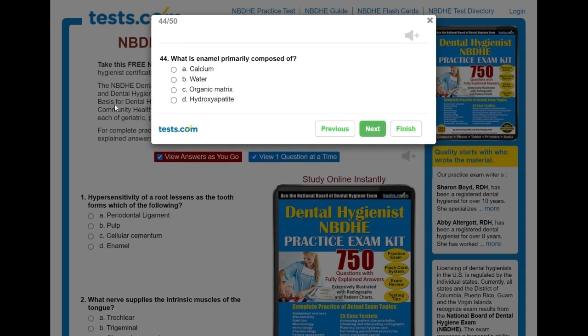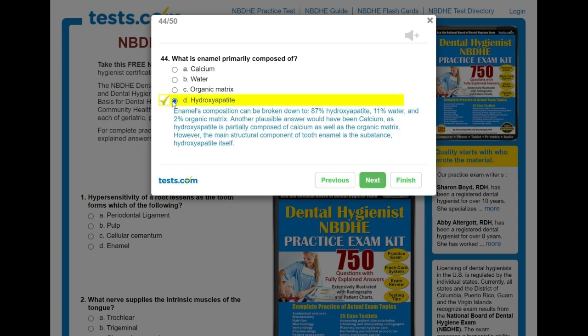Question 44. What is enamel primarily composed of? A. Calcium. B. Water. C. Organic matrix. D. Hydroxyapatite. D. Hydroxyapatite. Enamel's composition can be broken down to 87% hydroxyapatite, 11% water, and 2% organic matrix. Another plausible answer would have been calcium, as hydroxyapatite is partially composed of calcium as well as the organic matrix. However, the main structural component of tooth enamel is the substance hydroxyapatite itself.